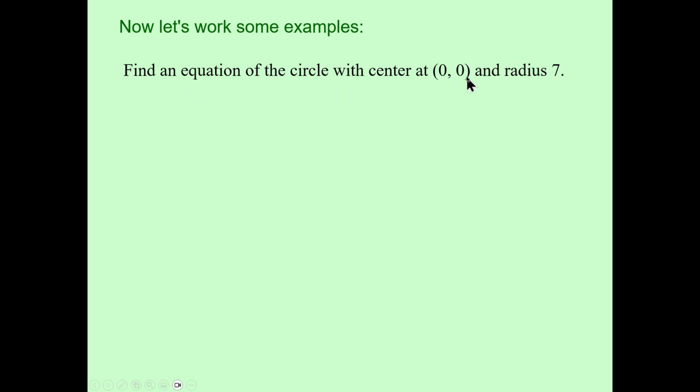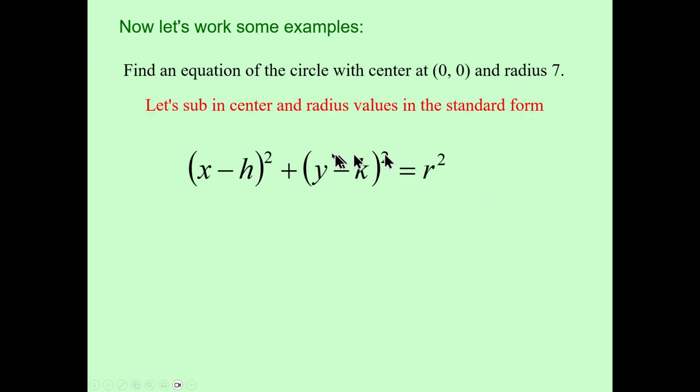Find the equation of the circle with center 0, 0 and a radius of 7. 0, 0 and 7 here. And we end up with this here for our equation of the circle.